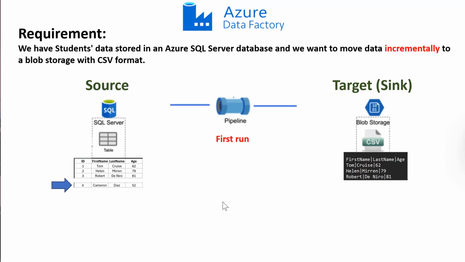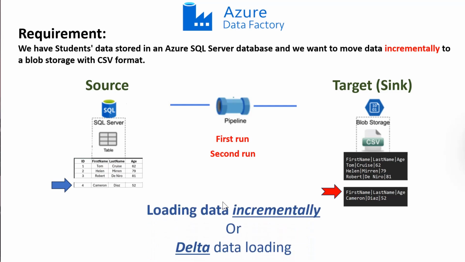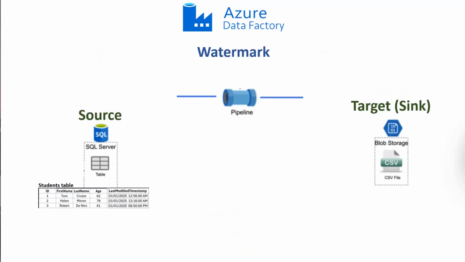If you add a new record to that table, what is expected is that when you run the pipeline for the second time, it creates a new file containing only the added record, not all the records again. This is what we call loading data incrementally, or delta data loading. This is terminology you will hear a lot when you are working in the data engineering space. For loading data incrementally, we use a technique called watermark.